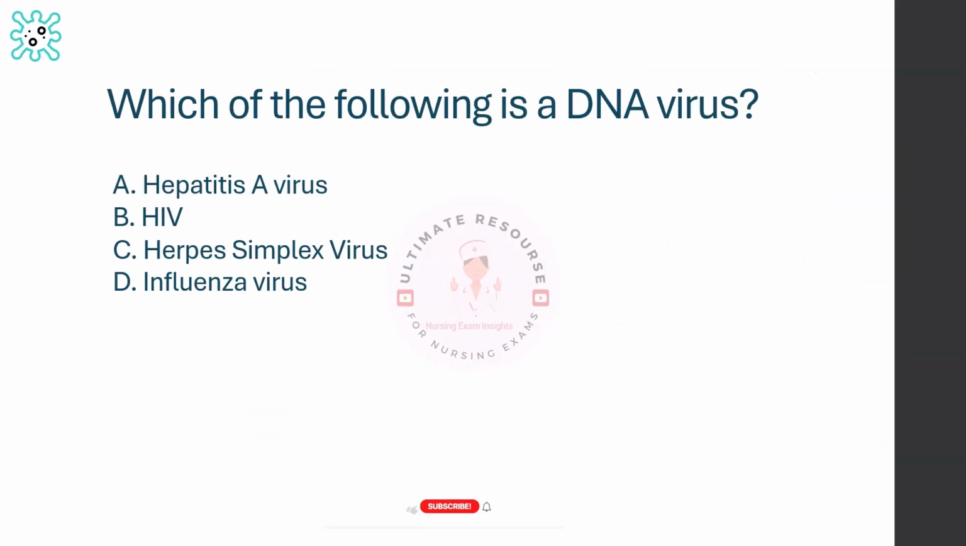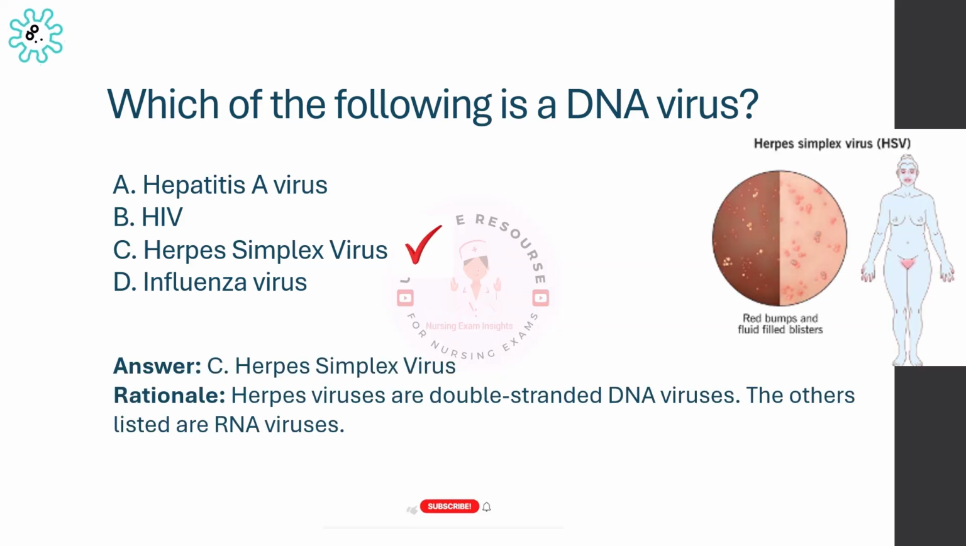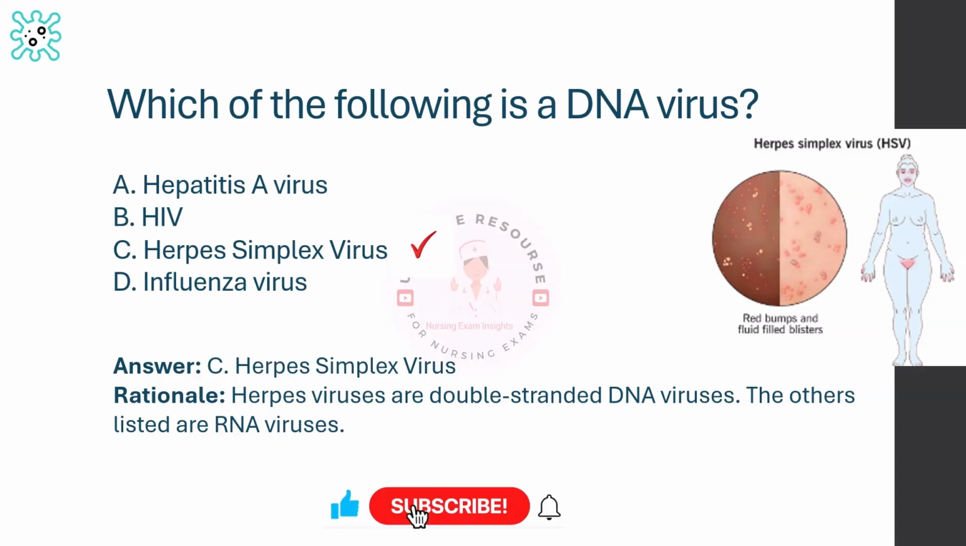Which of the following is a DNA virus? Options are A. Hepatitis A virus, B. HIV, C. Herpes simplex virus, D. Influenza virus. The answer is C. Herpes simplex virus. Herpes viruses are double-stranded DNA viruses. The others listed are RNA viruses.